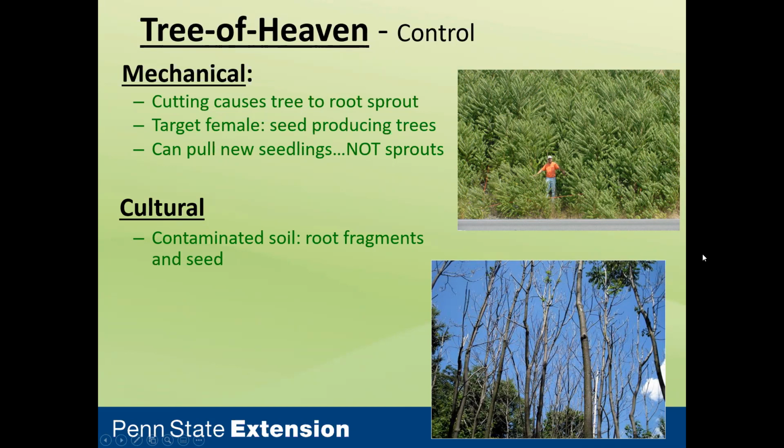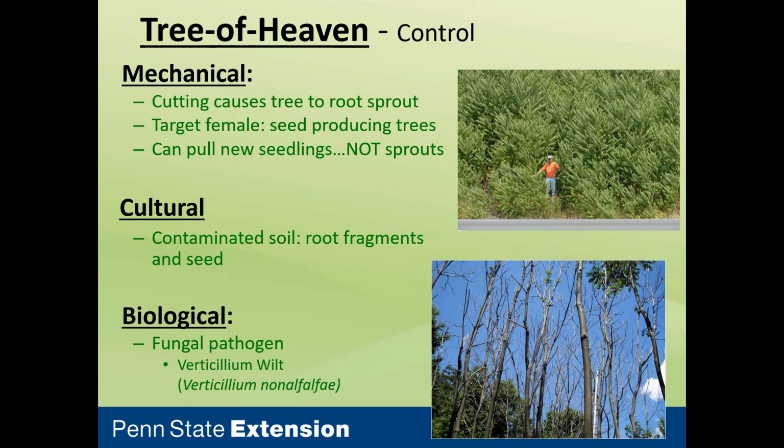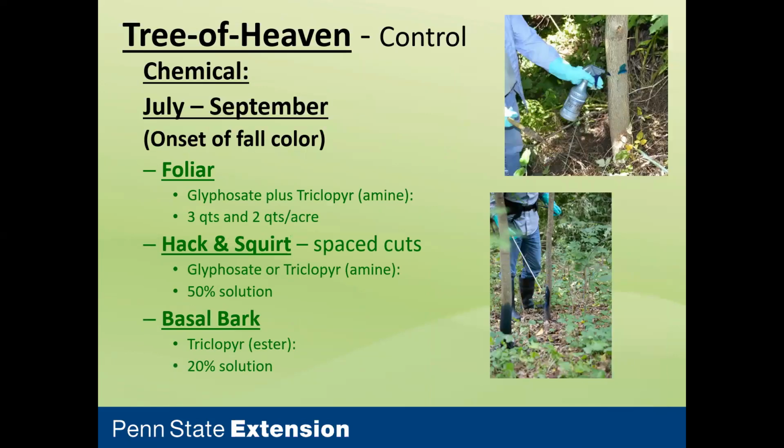Cultural control, you've got to be careful moving contaminated soil that again might have root fragments or even contain seed, and learn to recognize what those young seedlings look like. Again, we do have the biological control that hopefully someday will be available to control this tree, but right now we do not have that available for us to introduce into different infestations. So that lands us here on chemical control.